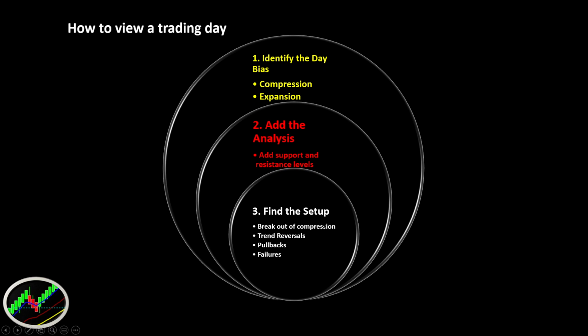Now, when I identify this, this is where we're going to put the trades: identifying the setup. If we are in compression, then we're going to try to identify if we're going to trade a break of that compression, or if we're going to have a trend reversal, then we're going to identify that as well. Pullbacks and failures are also things that I use, and those are setups that I have defined.